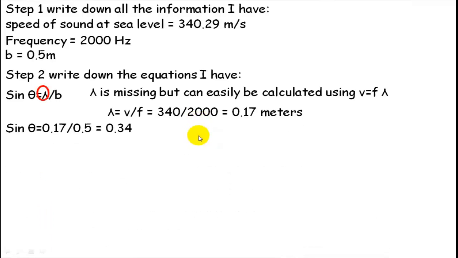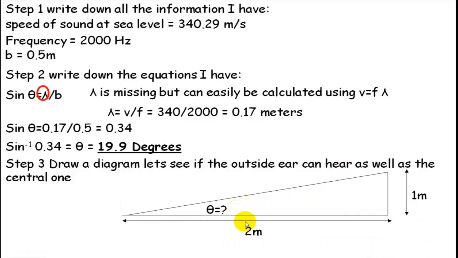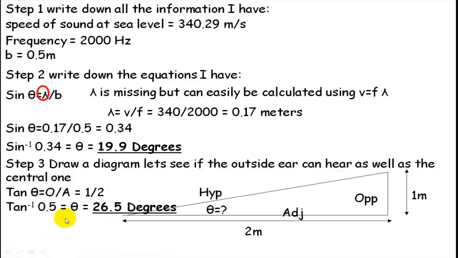Alright, so let's just get back to where we were. So now we need to do a diagram and work out whether the outside ear can hear as well as the central one. Okay, so if this is 2 meters and this is 1 meter, so the central ear was here and the outside ear was here, what angle will this be? So again, this time we're going to be using the opposite and the adjacent. That's tan. So tan theta is equal to a half, take the inverse of tan of both sides, and we get 26.5 degrees.